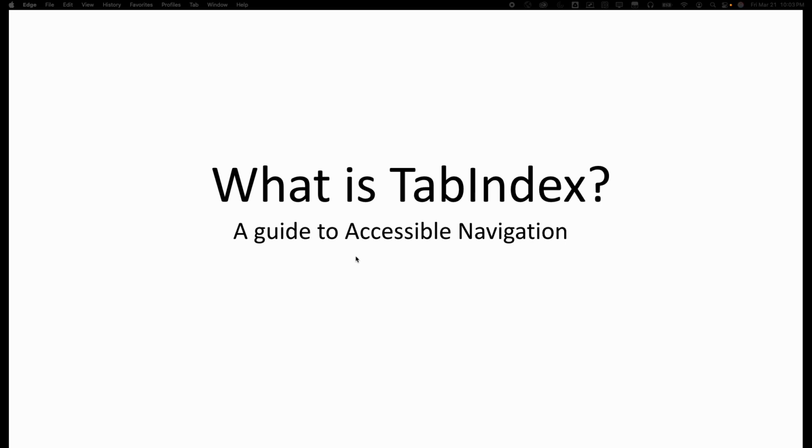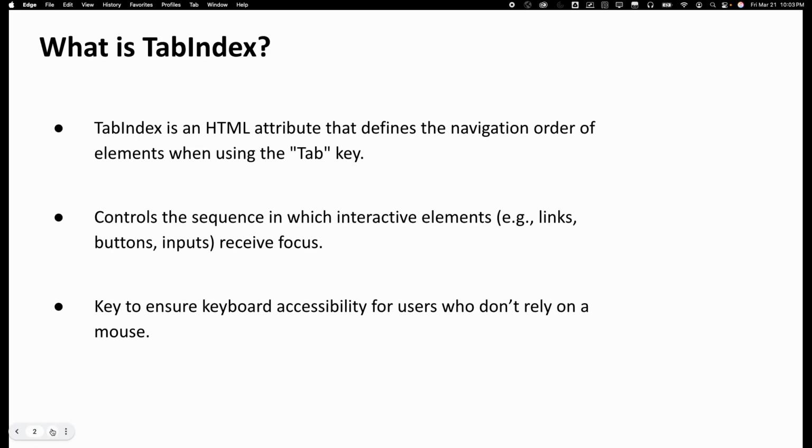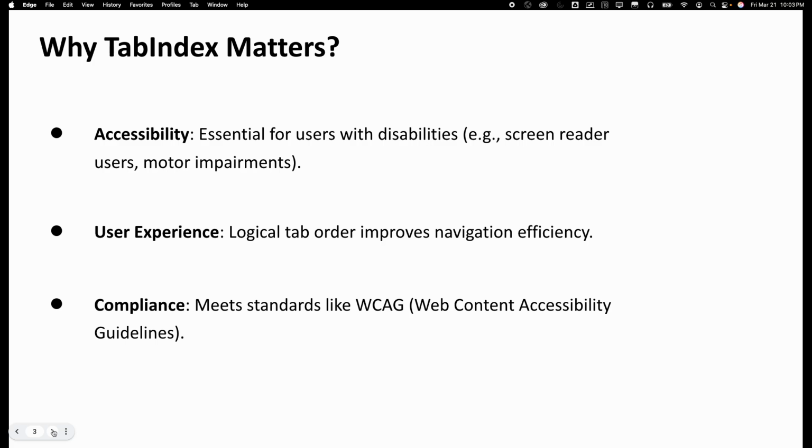In today's video, we will talk about the tab index, which is a guide to accessible navigation. What is tab index? Tab index is an HTML attribute that defines the navigation order of the elements when using the tab key on the keyboard. It controls the sequence in which interactive elements, for example links, buttons, inputs, etc., receive focus. And it is key to ensuring keyboard accessibility for users who do not rely on the mouse.